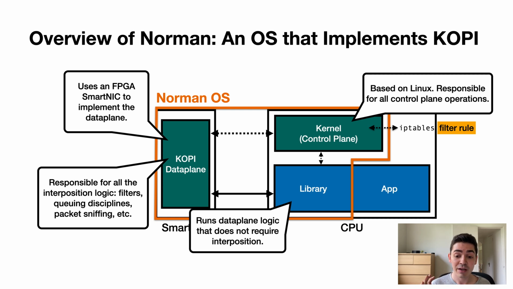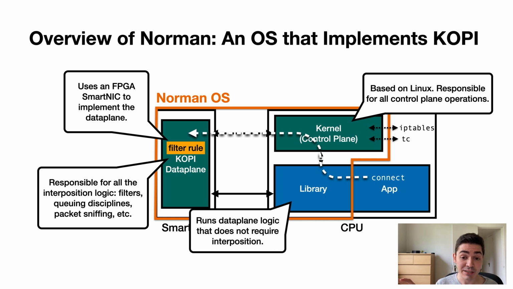So now, if you want to use tools like iptables to set a filtering rule, we're going to use that tool as we usually do with Linux. But now the kernel not only sets its own data structures, but it's also responsible for configuring this rule in the KOPI data plane. And the same for other policy configuration tools like tc.